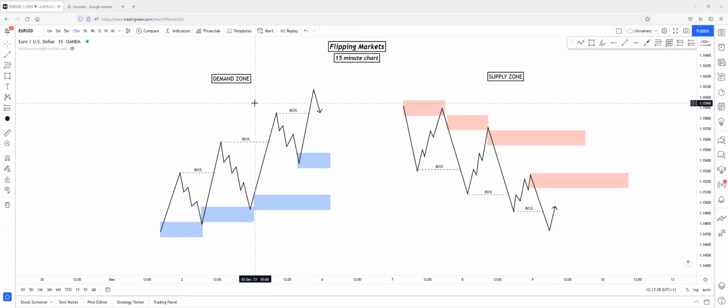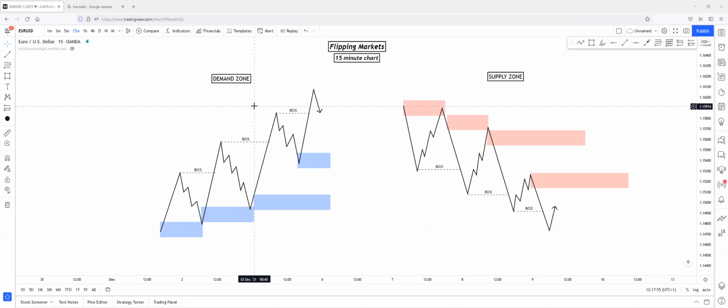Okay, move on. It has to break structure or change character. We'll talk about change of character in the entry unit. And finally, it has to create or collect liquidity. So we have three criteria for a supply and demand zone. Please grab a piece of paper and write these three criteria down, because it will be very important in the future: you'll be able to identify the zones based on these three criteria.